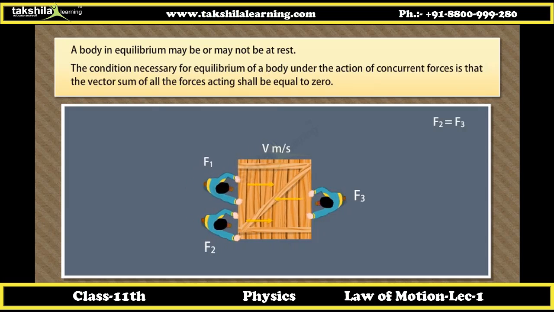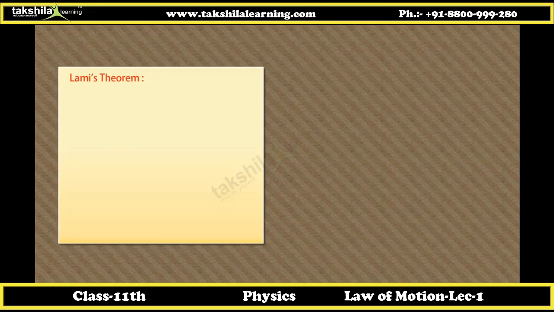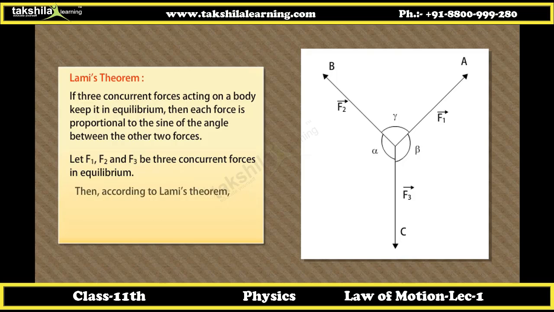The condition necessary for equilibrium of a body under the action of concurrent forces is that the vector sum of all the forces acting shall be equal to 0. Lami's theorem states that if three concurrent forces acting on a body keep it in equilibrium, then each force is proportional to the sine of the angle between the other two forces. Let F1, F2 and F3 be three concurrent forces in equilibrium. Then, according to Lami's theorem, F1 upon sine alpha is equal to F2 upon sine beta is equal to F3 upon sine gamma.